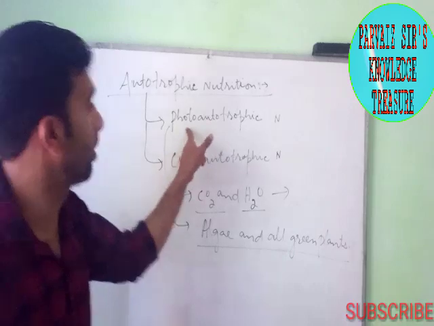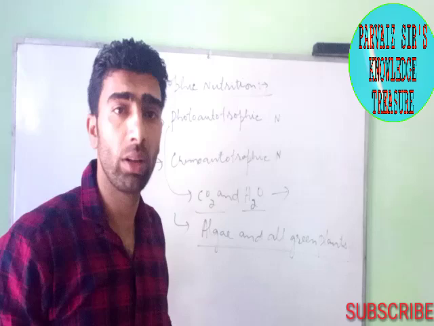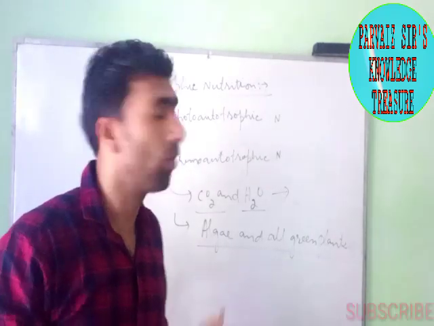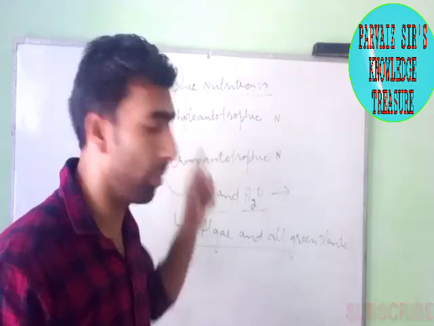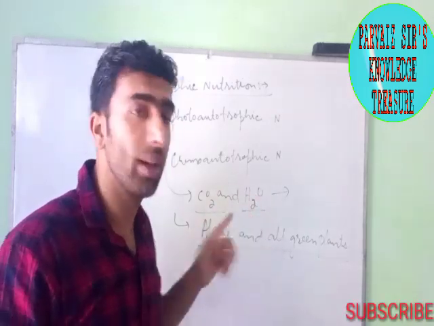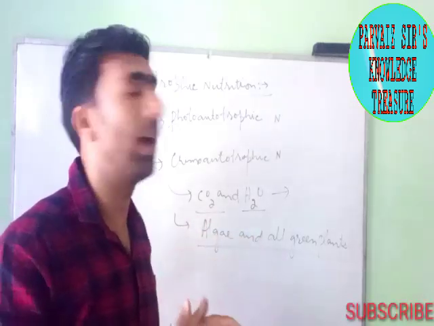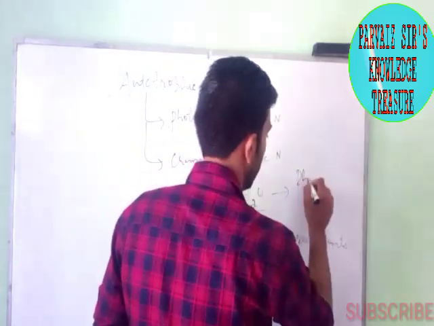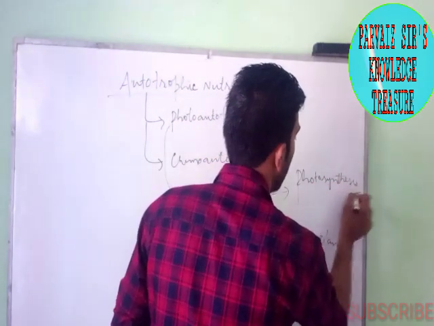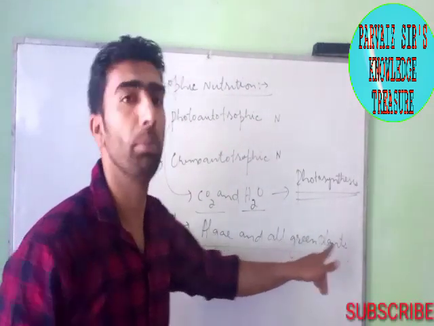Once again, photoautotrophic nutrition is that type of nutrition in which an organism synthesizes its own food from simple inorganic substances like carbon dioxide and water in presence of sunlight and chlorophyll by a process known as photosynthesis. This type of nutrition is shown by algae and all green plants.